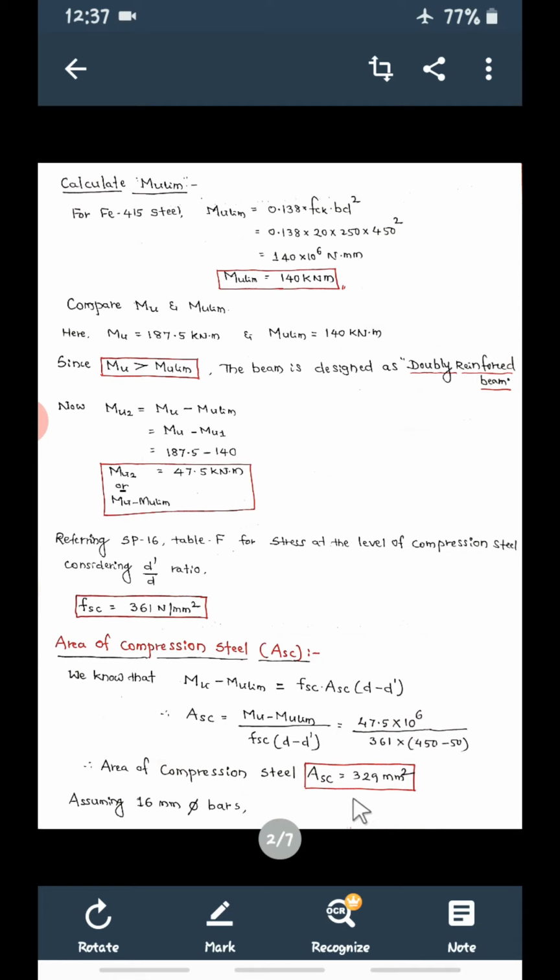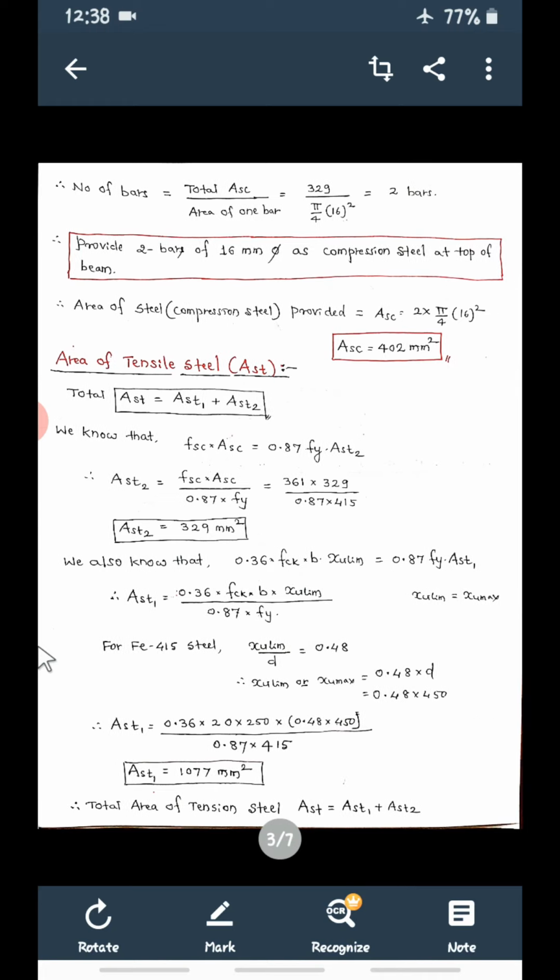So at the top, how much area is required? Steel of 329 mm square area is required. But what we want is the number of bars. How many bars do we have to provide at the top? For that, you have to assume the bar diameter. Normally 12 mm, 16 mm, 18 mm, 20 mm, 25 mm you can assume. But at the top, we assume the lesser diameter, so let us assume 16 mm diameter bars.